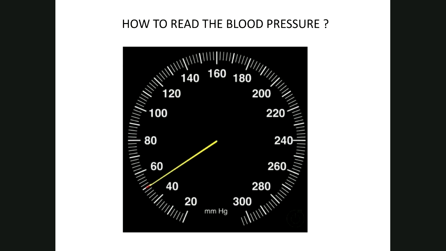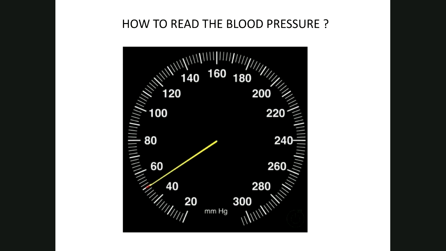70? Some other answer? Yes, 50 millimeters. 70 is here, right? See, 70 is here. So this is 40, this is 60, and this one should be 50, right? So 50 millimeters of mercury. That is the correct answer. So yes, it is true that 50 millimeters is the correct answer.